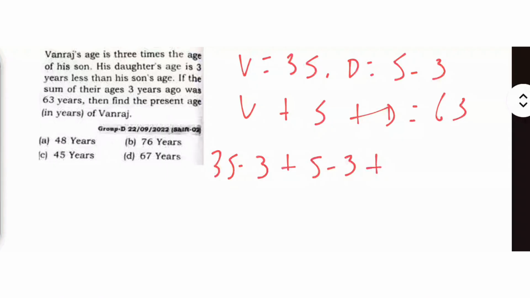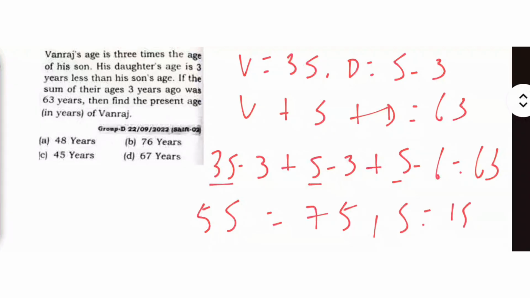What will be the age of daughter? S minus 3 minus 3 is minus 6, which is 63. So 3s, s and s becomes 5s. So minus 3 minus 3, that is minus 6 minus 6, 12. Okay, minus 12. So minus 12 plus 63 is how much? Minus 12 plus 63 is nothing but 75. So s is nothing but 15.